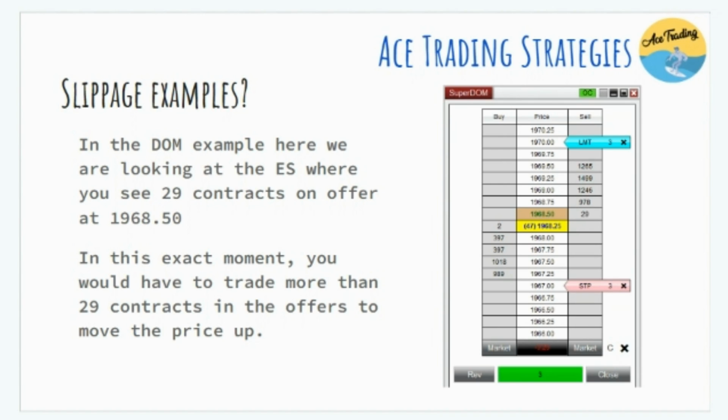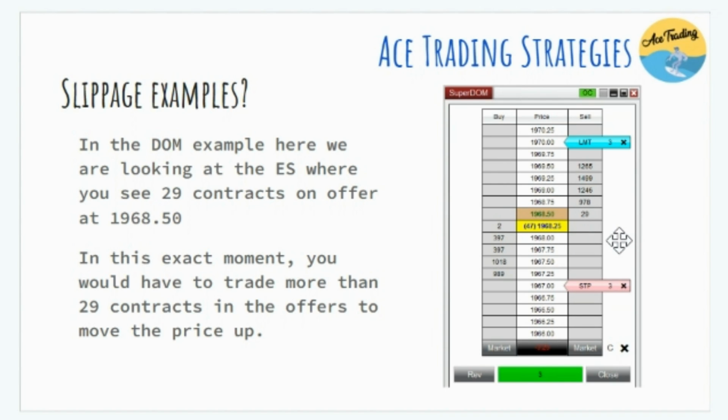This is an ES DOM from back when it was at 1968.25. On the right hand side, I'll use my mouse, you can see there's 29 contracts to be filled, 978, 1,246, and so forth. So if we want to move price upwards, those 29 orders need to be filled. Once you fill those 29, the price will slowly move up. And vice versa if you go the other way, 2 and 397 down.